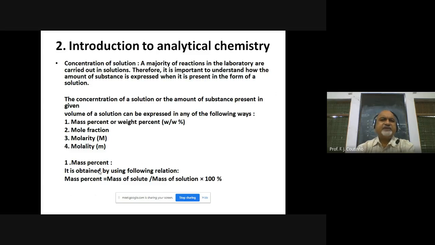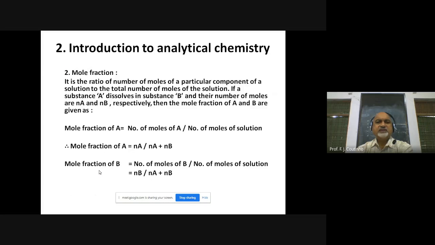And then today we started with concentration of solutions. And we said there are different types of concentration of solutions. In this we studied mass percentage, also known as weight percentage. Then we studied mole fraction, then molarity, then molality. So we studied problems on these topics and tried to cover the whole chapter.